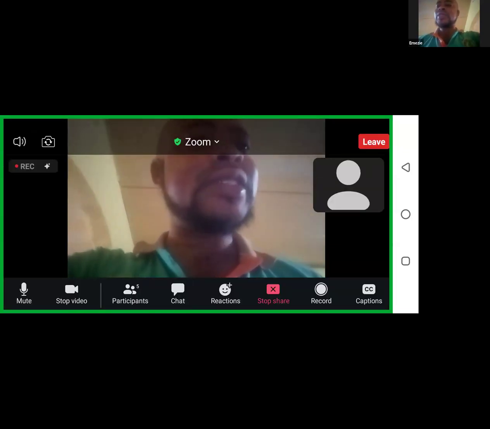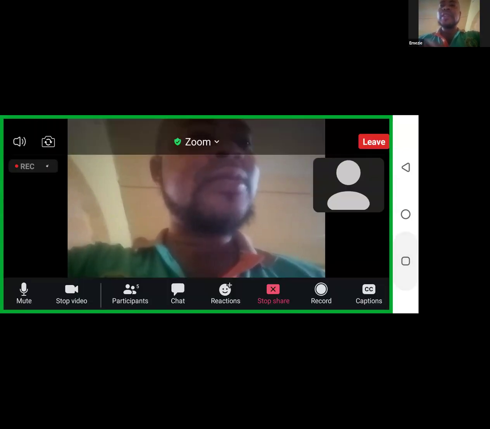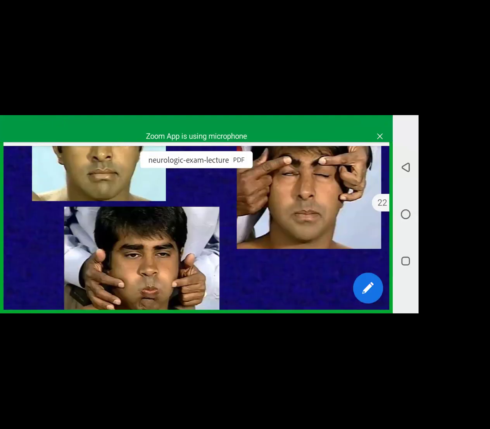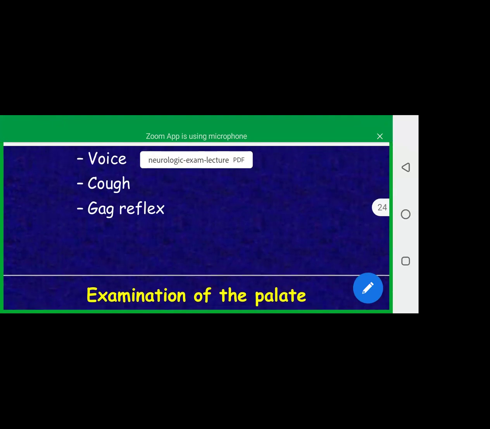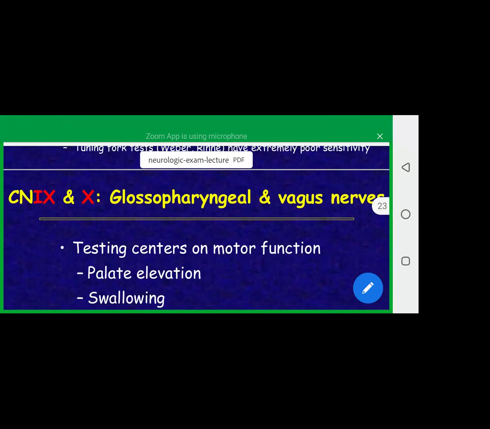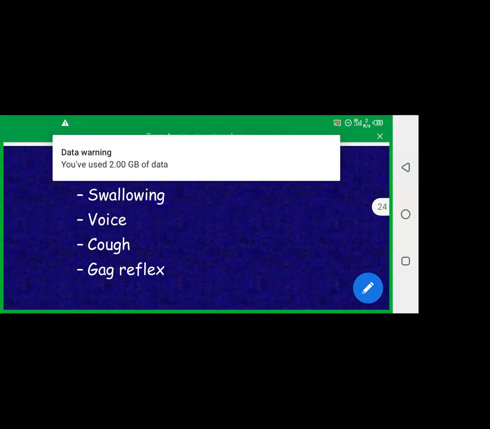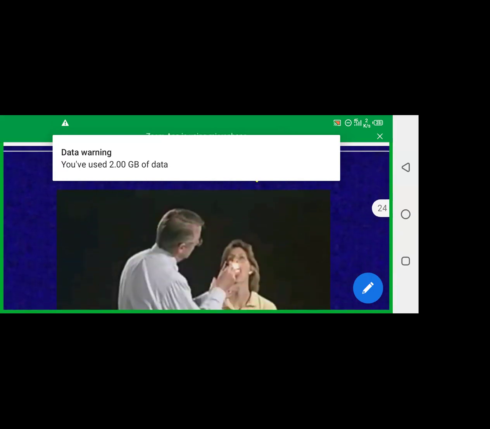Now let's look at the slide and see if there's any additional thing we have missed out. The cranial nerve 7 that we have talked about. The cranial nerves 9 and 10, which are the glossopharyngeal nerve and the vagus nerve. Swallowing, coughing, gag reflex.